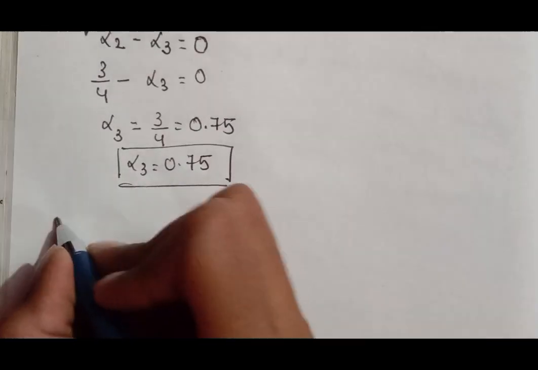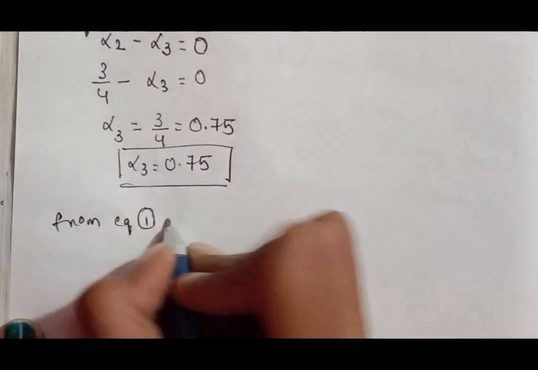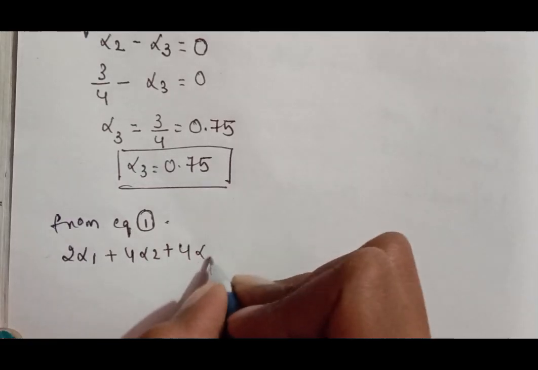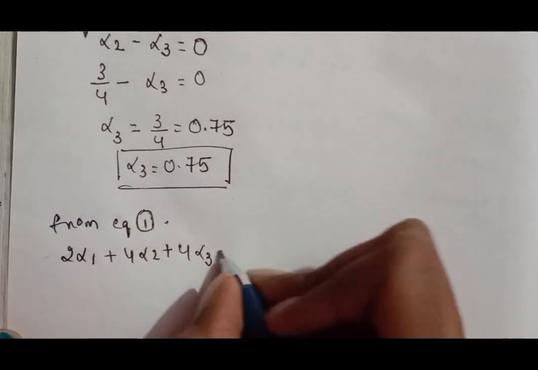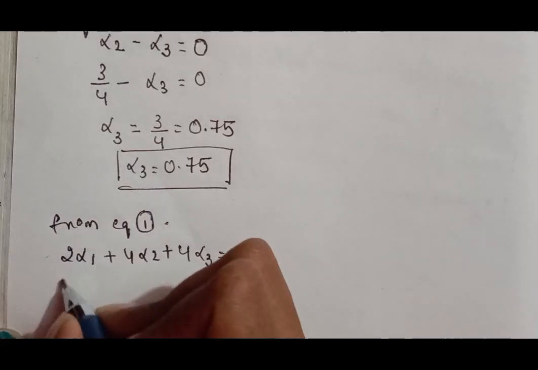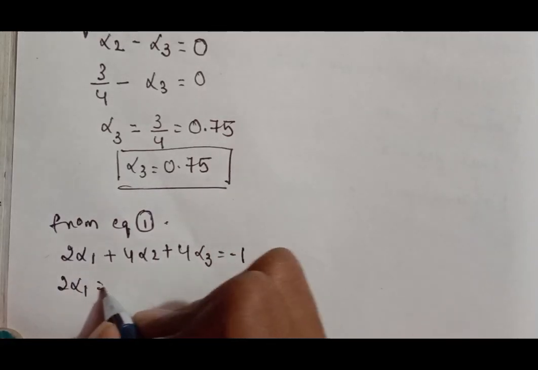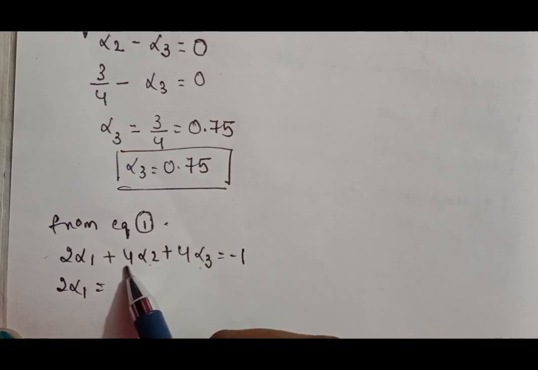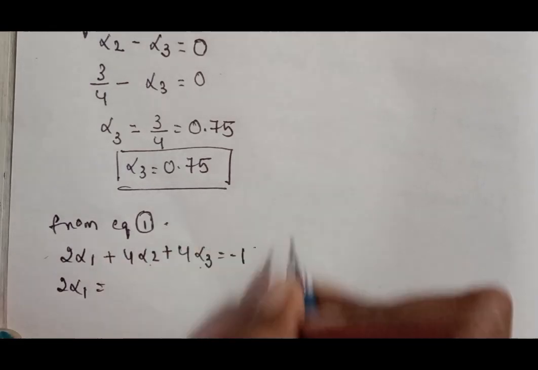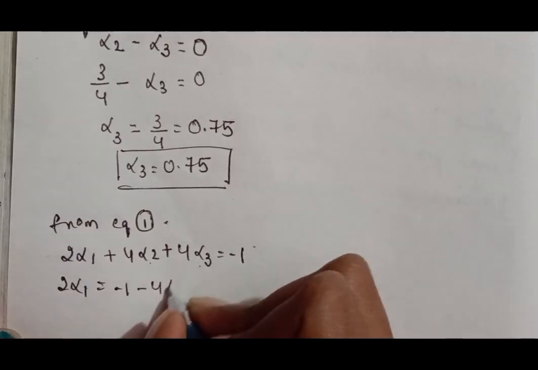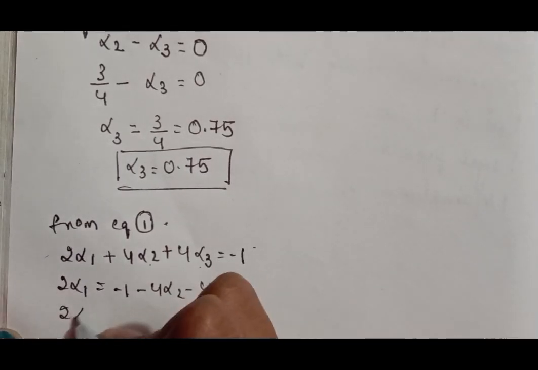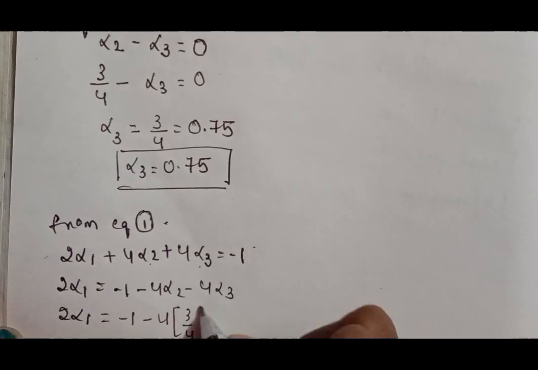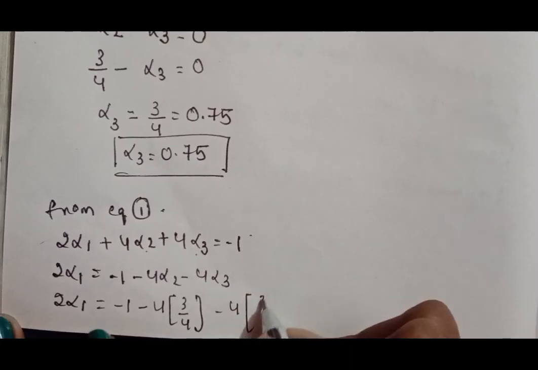Now from equation 1. Equation 1 says 2 alpha 1 plus 4 alpha 2 plus 4 alpha 3, right? Which equals minus 1. Now keep 2 alpha 1 as it is, and put all this towards the right side, because we already got the value of alpha 2 and alpha 3. So I'm putting it over the RHS. So minus 1 minus 4 alpha 2 minus 4 alpha 3. So 2 alpha 1, keep it as it is, equals minus 1 minus 4 times 3 by 4 minus 4 times 3 by 4.